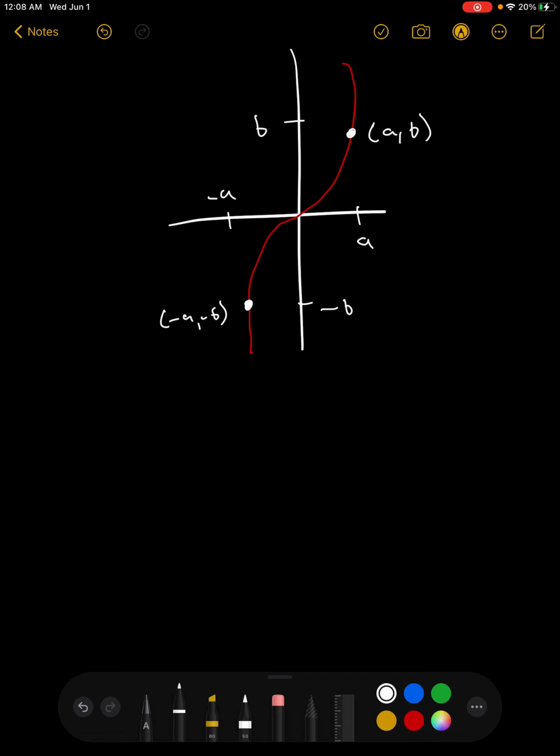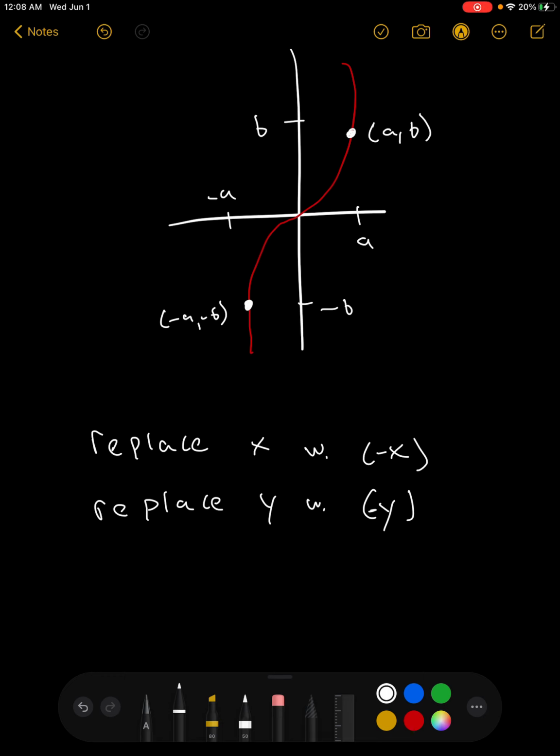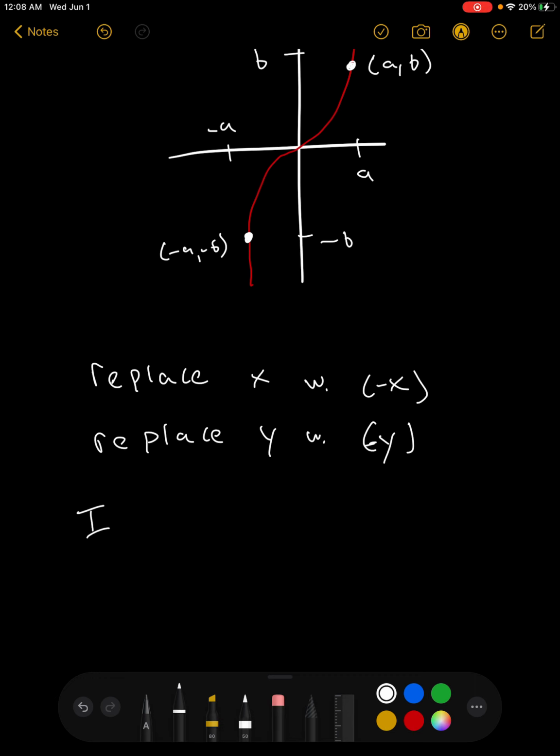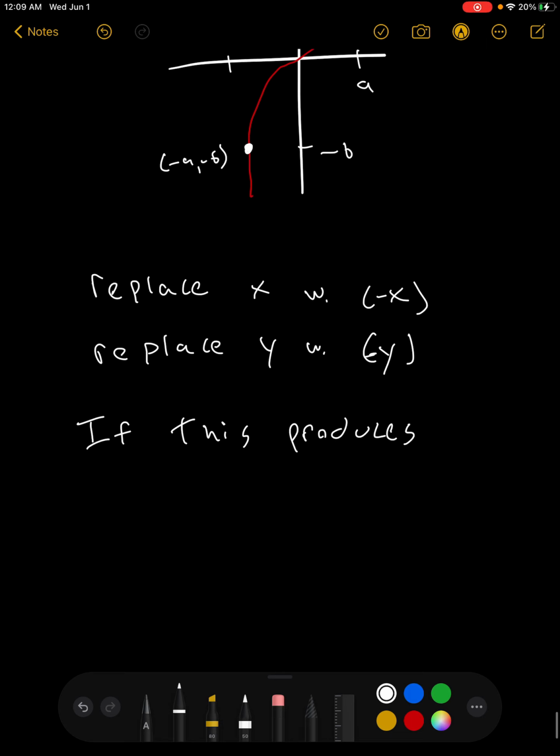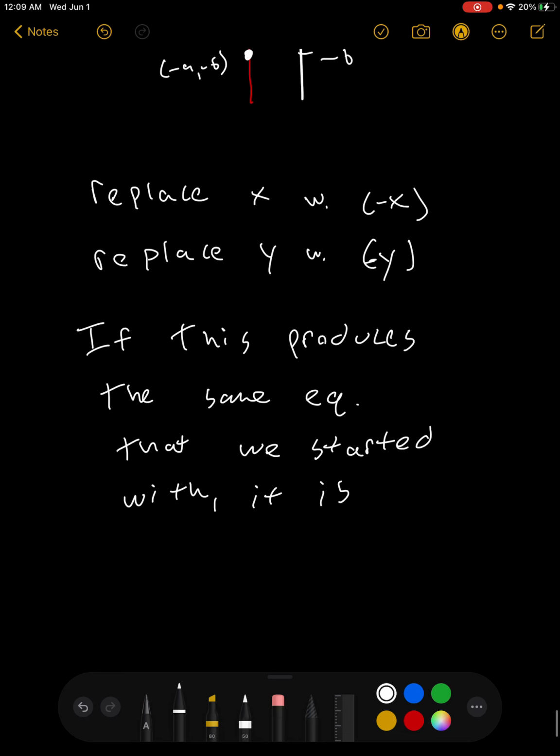So here we have to replace x with a minus x. We have to replace y with a minus y. And if this produces the original equation we started with, then we have origin symmetry. So this produces the same equation that we started with. It is symmetric about the origin.